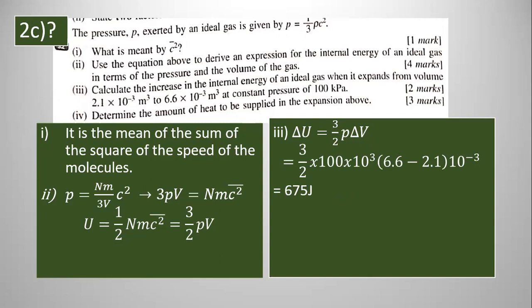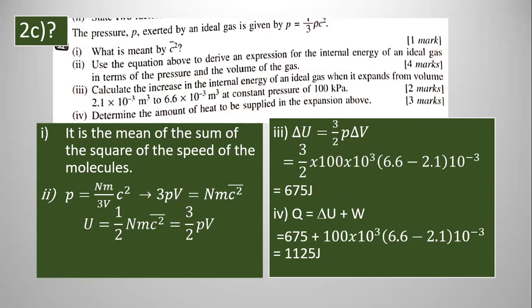Determine the amount of heat to be supplied in the expansion above. So you have to use your first law of thermodynamics. Internal energy you have already calculated there. Work done is your pressure, that's your P, times the change in volume. And 10 to the power minus 3, 10 to the power minus 3, and work it out. Can. Then next question.